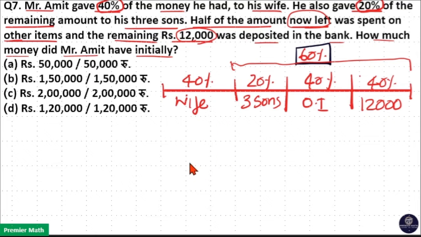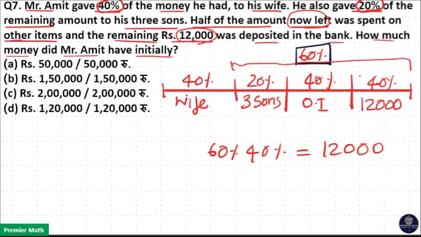Now you can see 60% of 40% is 12,000. 60% of 40% he spent on other items. 60% of 20% he gave to his sons and 40% he gave to his wife, which is not part of this one. Okay. Now 60% of 40%, which is 12,000.